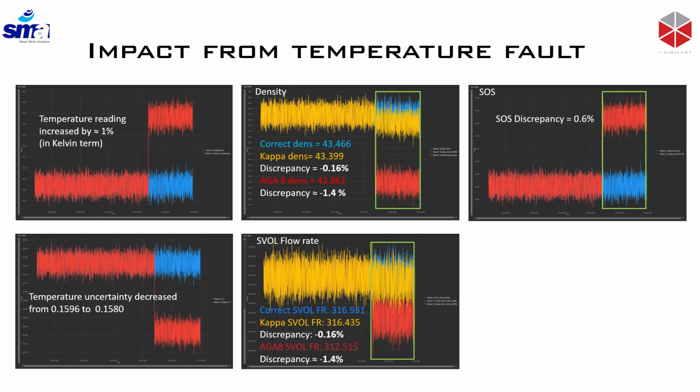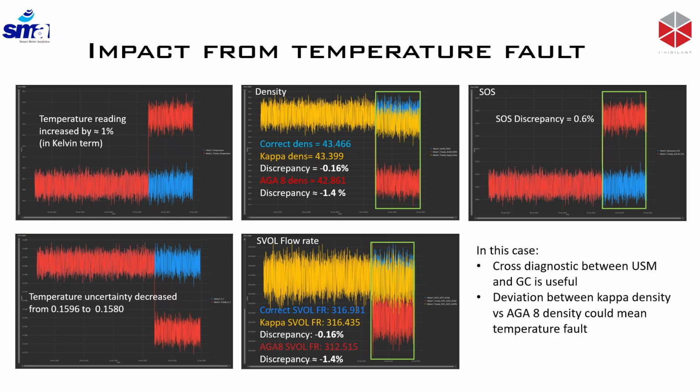Also, because of that, we see that there is a discrepancy in the standard volume flow rate. Using the kappa method, there's only a discrepancy of 0.16%, but if you were to use the AGA-8 flow rate method, the discrepancy is 1.4%, which is quite a significant difference.